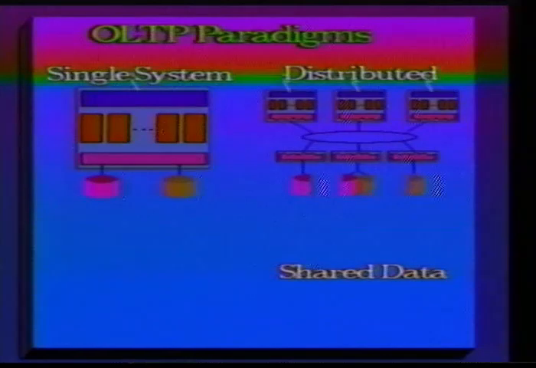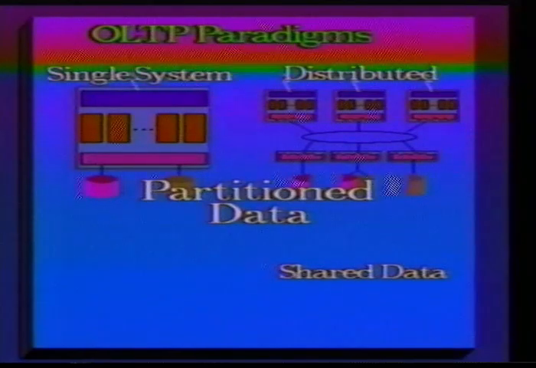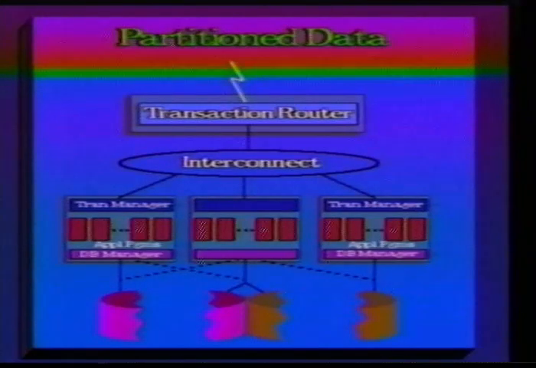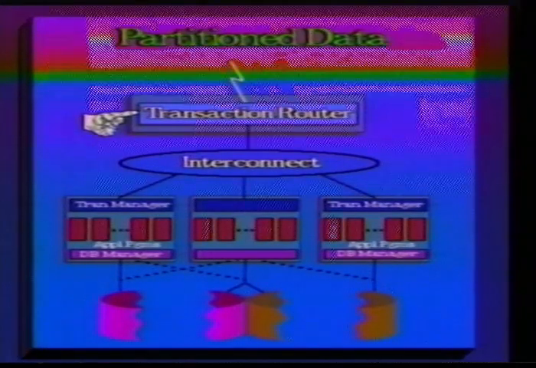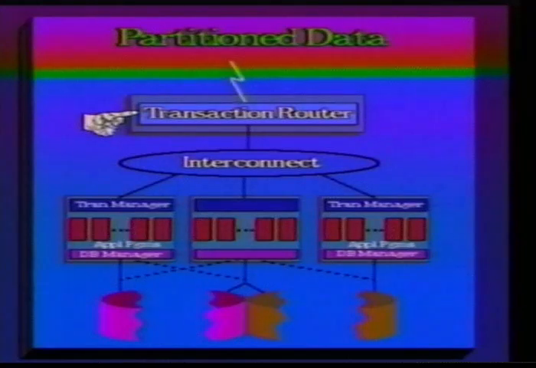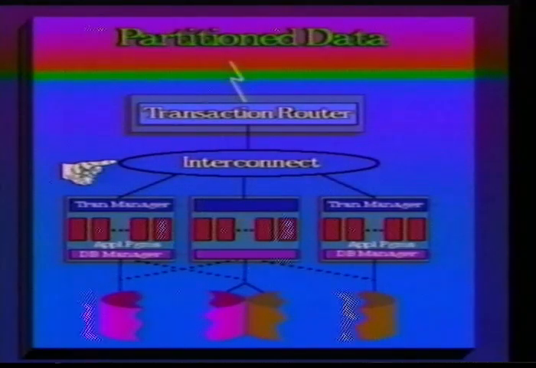Now, let's examine the partition data OLTP paradigm. Initially, we have added a transaction router. Its job is to determine which system should process a transaction. Since each section or partition of the database is managed by one database manager, it is desirable to route the transaction to the system that controls the data which would normally be needed by the transaction. Interconnection is provided to allow the transaction router to communicate with the transaction managers.